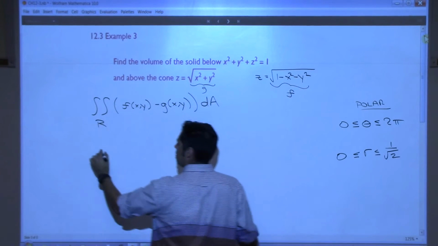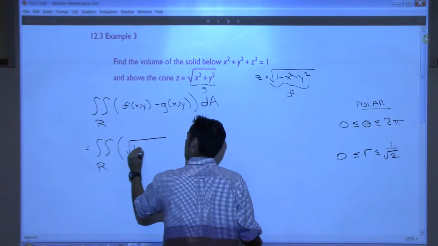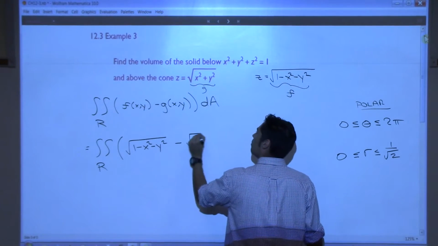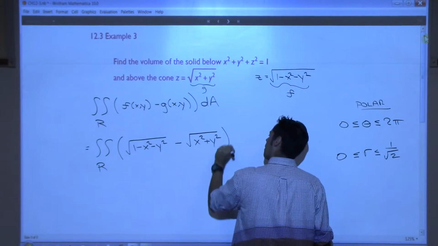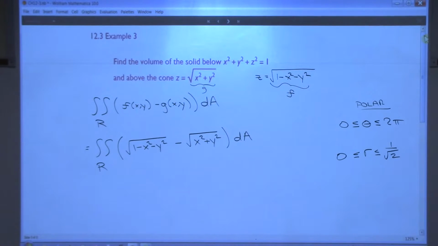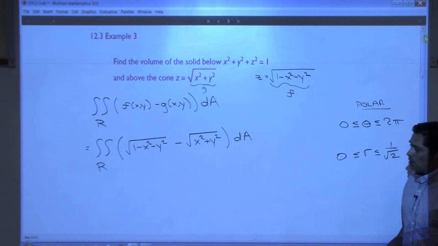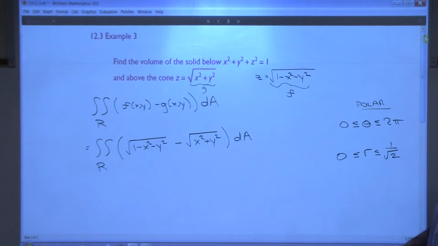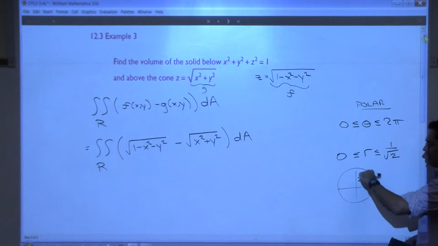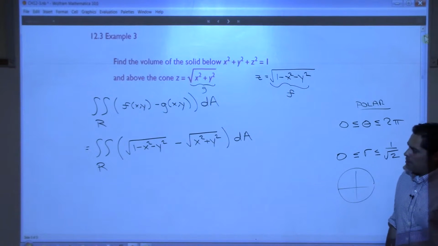So this becomes the double integral over R of square root of 1 minus x squared minus y squared minus square root of x squared plus y squared dA. That's what it would be in Cartesian. Not only would this be hard to integrate in Cartesian, our limits of integration would be bad too because they would involve a circular region, so we would have to break it up into multiple pieces, a top half and a bottom half, and it would just be a mess. That's the value of going to polar.